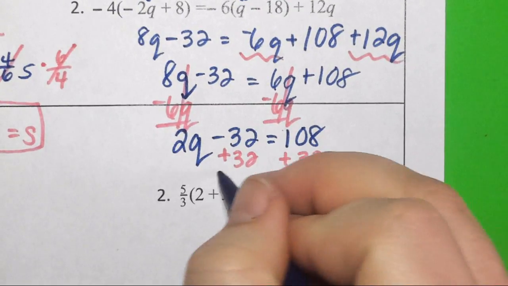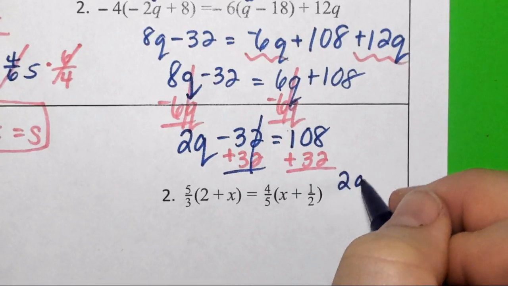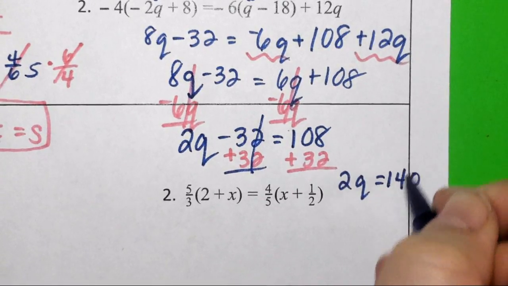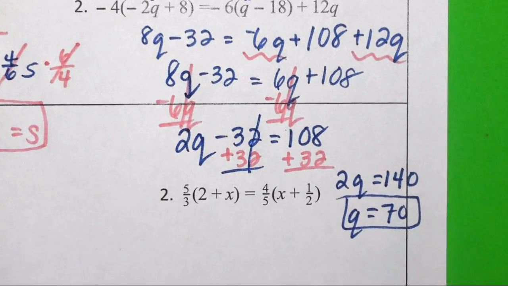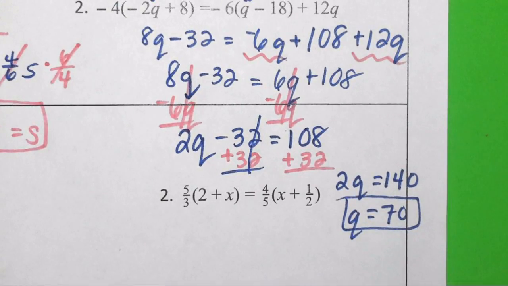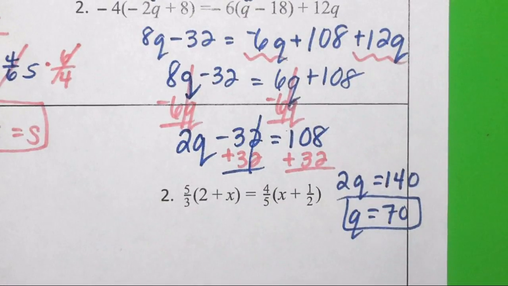Okay, so those cancel out. I got 2q equals 140. So q ends up equaling 70. I am lazy today, so I will not plug it in and check myself. But if I was trying to do well on a test at this point, I would take that number and plug it back into that original equation.